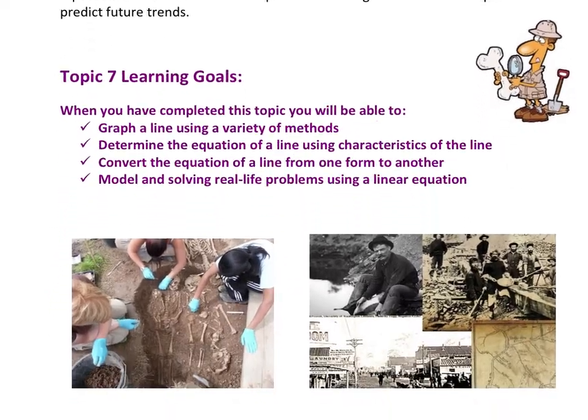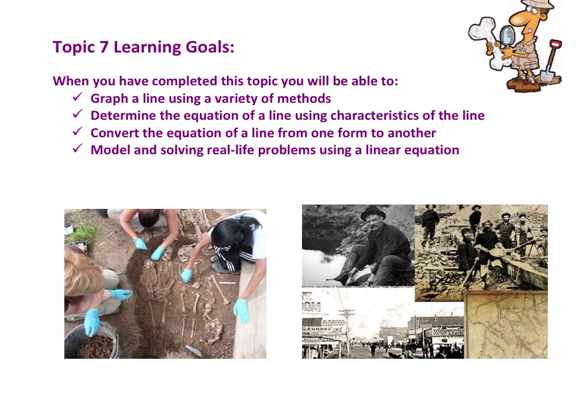In chapter 7, our learning goals are that we're going to be able to graph a line using a variety of methods, determine the equation of a line using characteristics of the line, and then convert the equation of a line from one form to another. In fact, there are 3 different forms that we can write a linear equation in, and you have to be able to convert between all 3 of them. And then model and solve real-life problems using a linear equation.